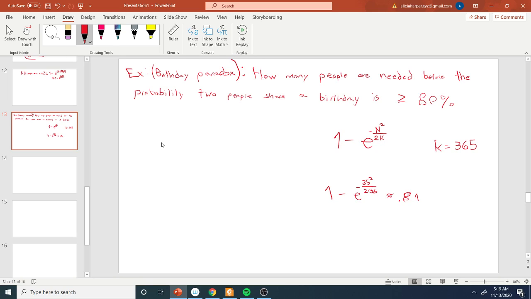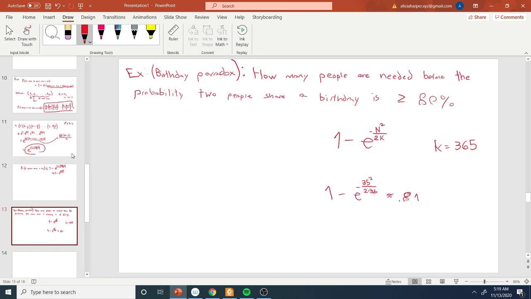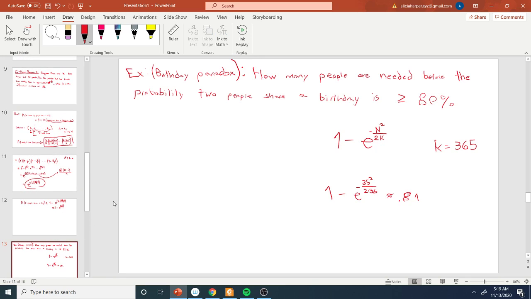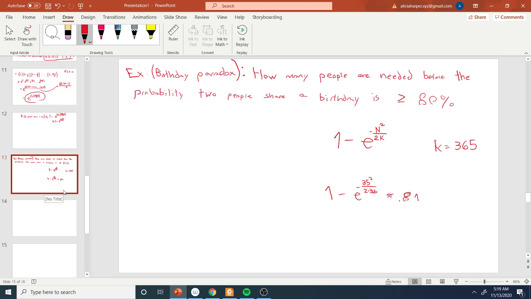But notice this is a fairly small number of people. It's far less than the number of people you might naively expect that you need. Because of course, to fill up every single birthday, you would need 365, but already by the time you have 35, you have a pretty good chance 2 people share a birthday, which is somewhat surprising. So, that is the birthday paradox.